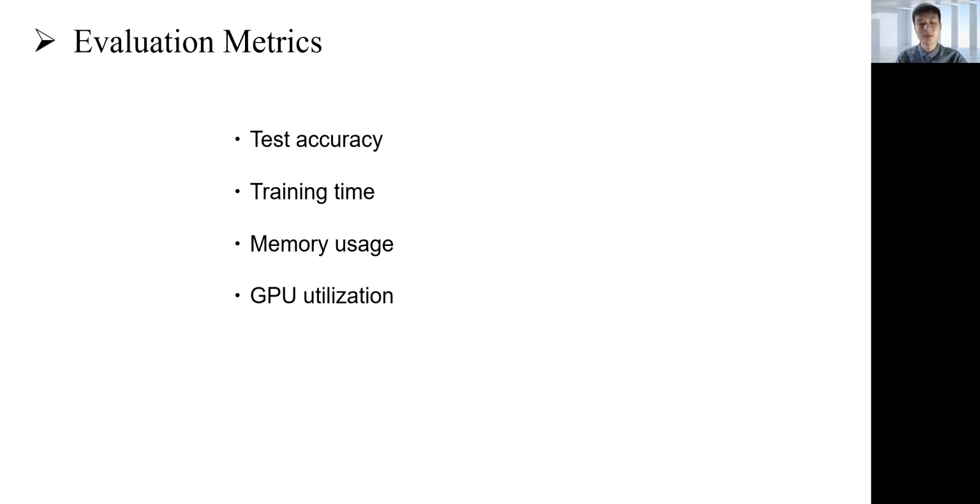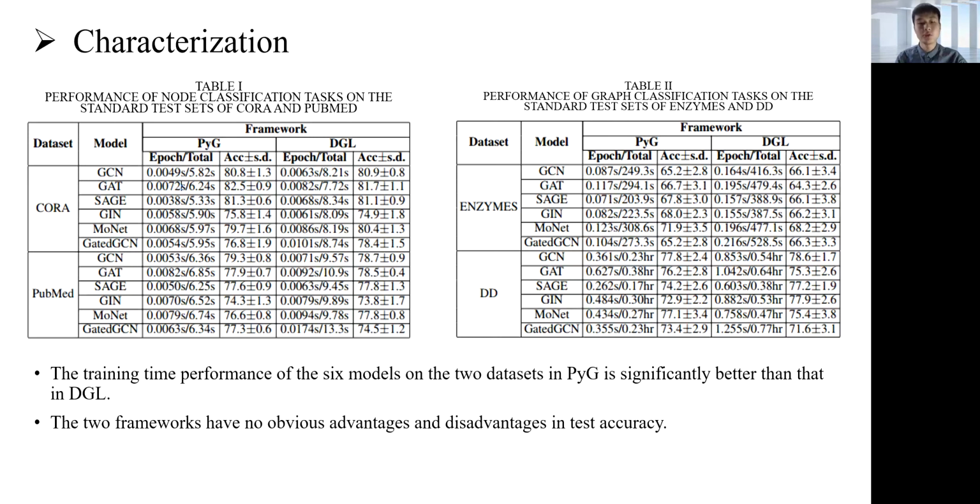Our work considers 4 performance metrics: test accuracy, training time, memory usage, and GPU utilization. Next, let me introduce some of our evaluation results. Table 1 and Table 2 show the performance of GNN models in node classification and graph classification tasks, respectively.